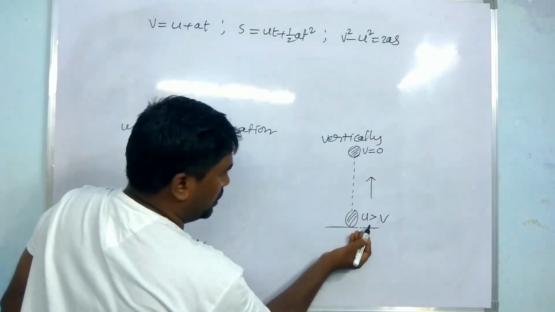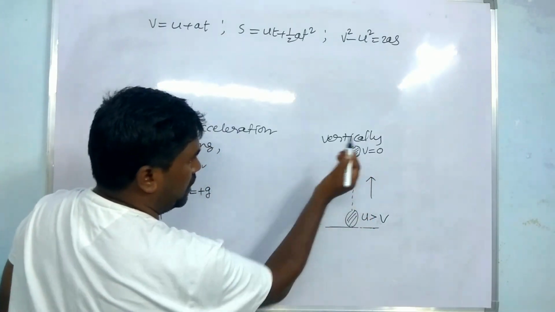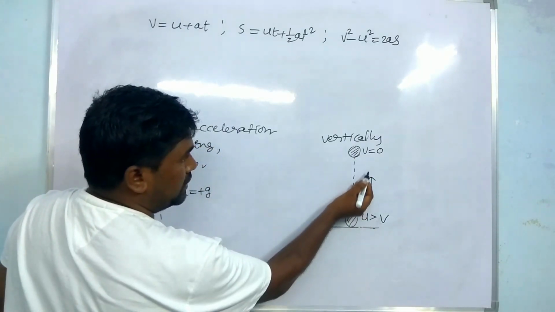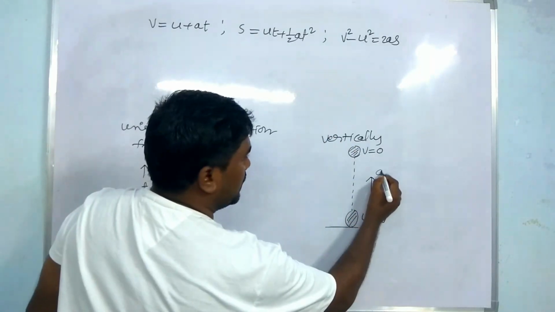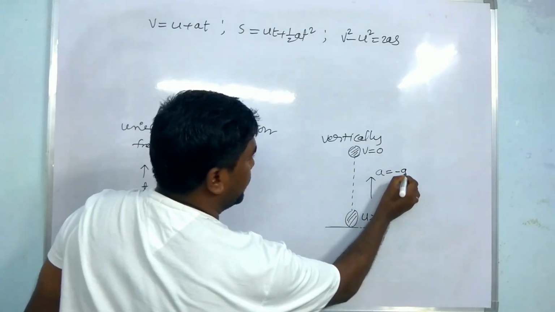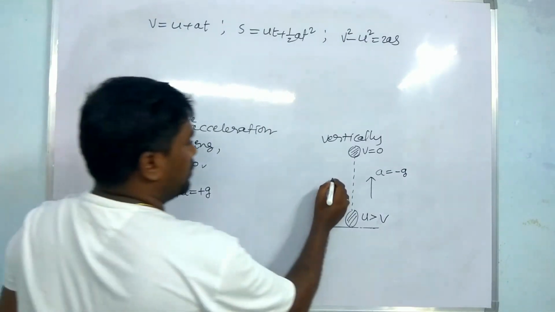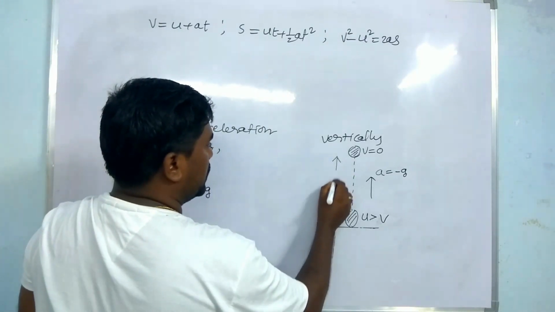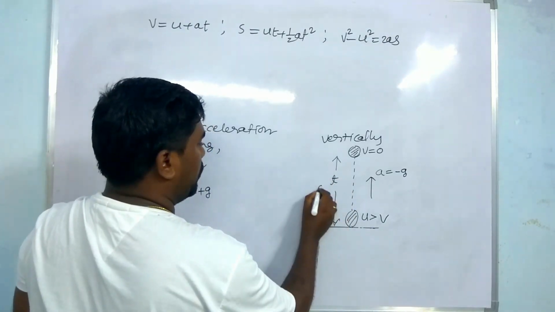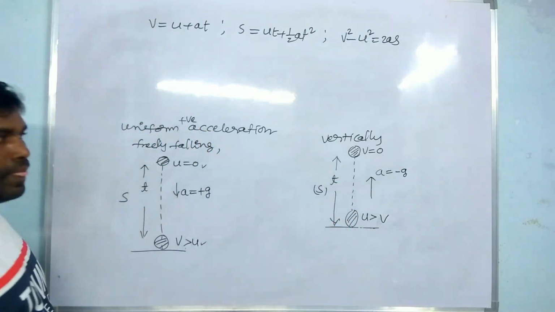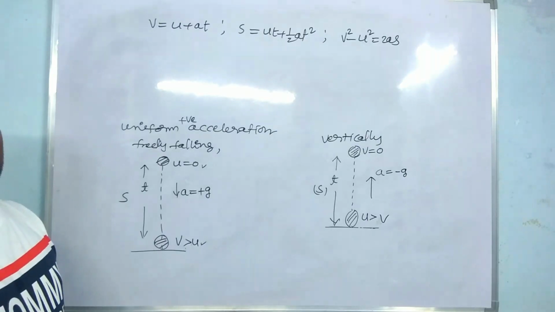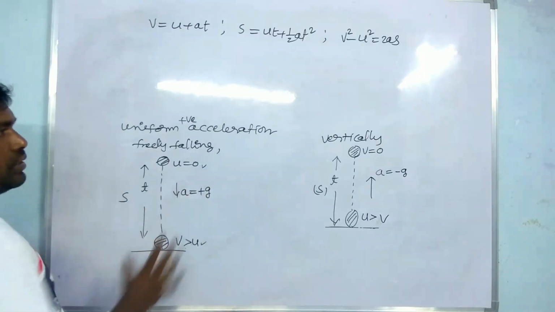In a vertically projected body, what happens to the velocity? It decreases. Hence the acceleration is equal to negative g. The time taken by the particle or the object is t, and the distance traveled by the object is s. So these are the two concepts.